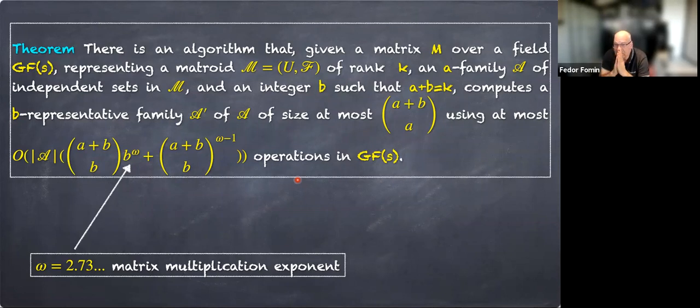Okay, so first of all, let's just look a little bit at what this theorem does. First of all, it actually shows that there always exists a family of such size. This is what I call the generalization of the Bollobás lemma, because the Bollobás lemma says that there always exists a representative set of size a plus b choose a, and here we say exactly the same, that there exists a representative set of size a plus b choose a, but for matroids, so it's more general.